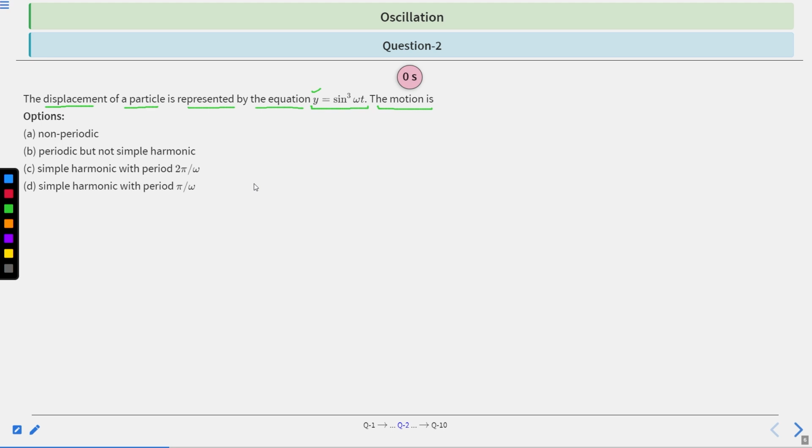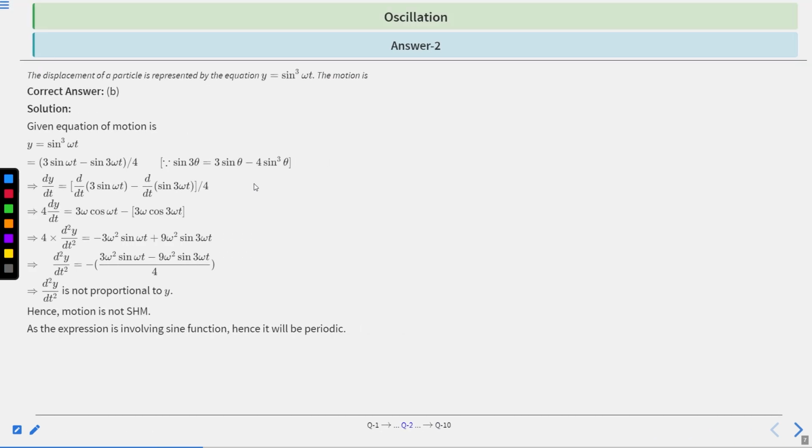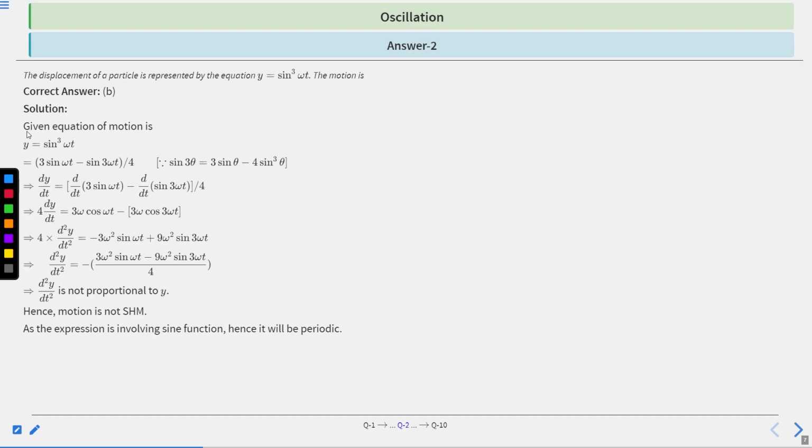Let's find a solution. The given equation is y equal to sine cube omega t. So, use the formula of sine 3 theta, which is 3 sine theta minus 4 sine cube theta.